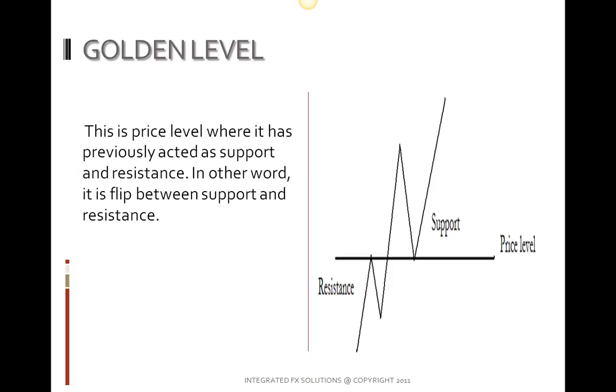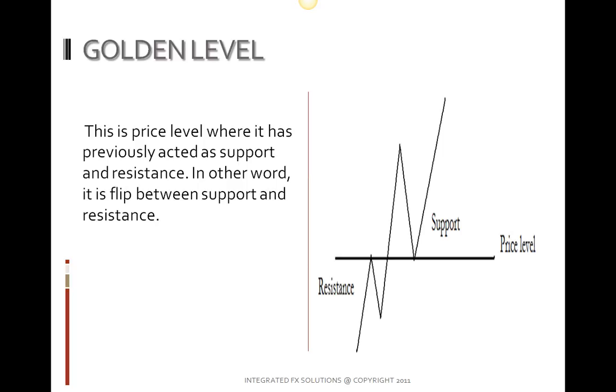Now I want you to pause at this level. Price retested the previous resistance. Now that resistance is giving price a basement, a floor, a support for a push up. So that means the resistance has turned support. The price level where resistance turned support is known as golden level.